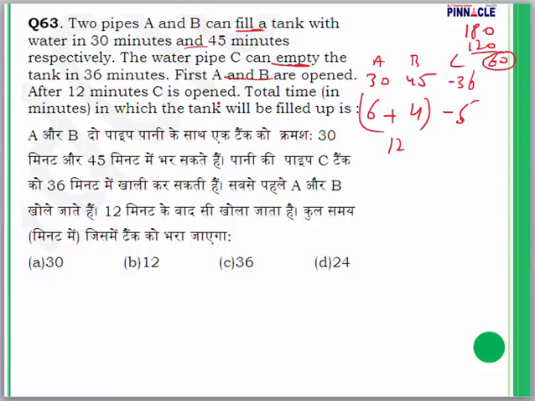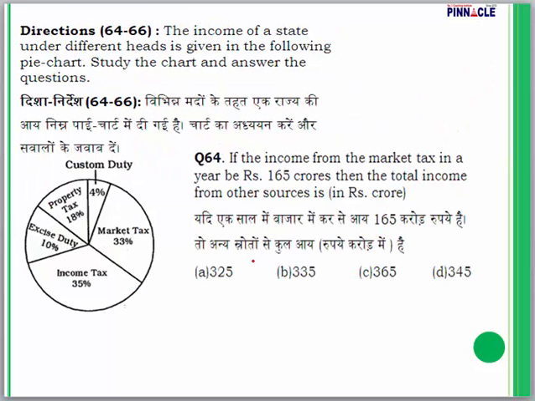But C is opened after 12 minutes. It means all are opened now. 6 plus 4, 10, minus 5, 5. So to fill 60, it will take 12 minutes. And we have to find the total time. It means 12 minutes plus 12 minutes, total 24 minutes have been consumed to fill this tank. Answer is D.